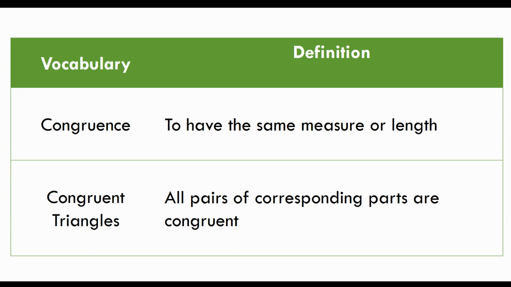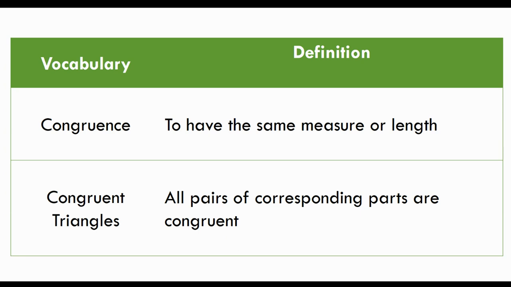Two other vocabulary words, congruence. Okay, that's something that we've been talking about since the very beginning. Congruence means to have the same measure or length. Okay, we can have angles that are congruent. So that's why they have the same measure. We could have segments that are congruent. That's because they are the same length.